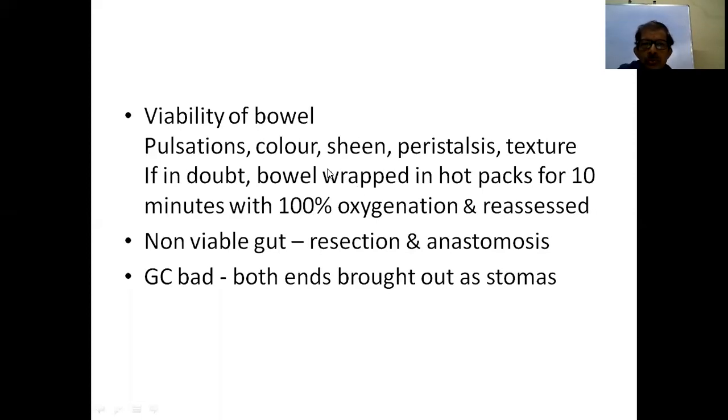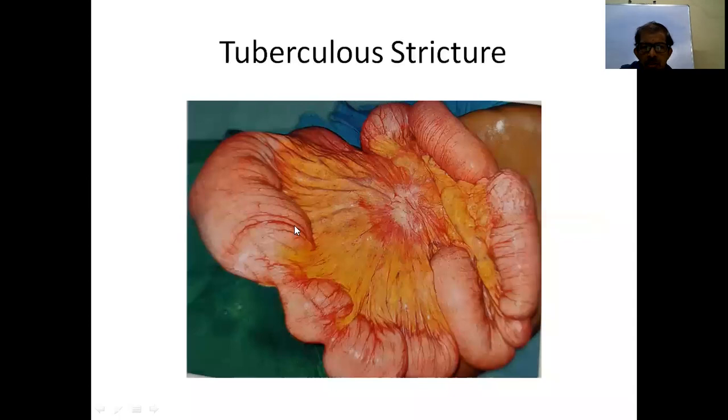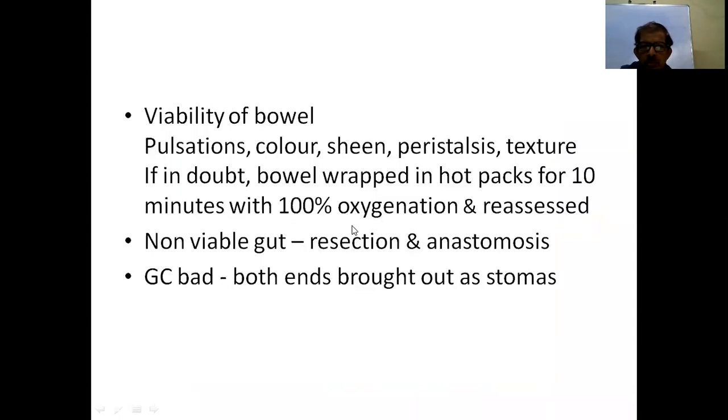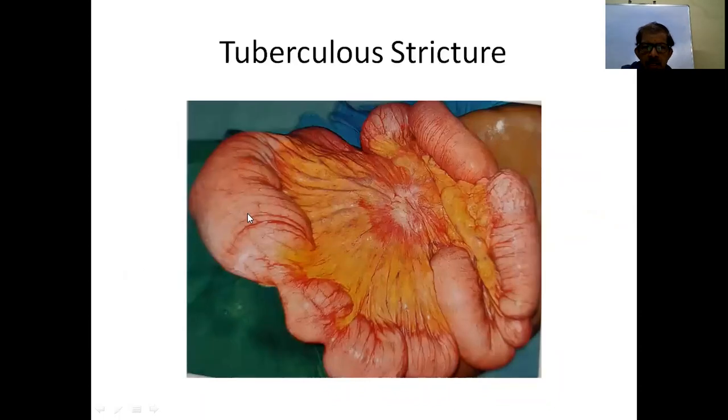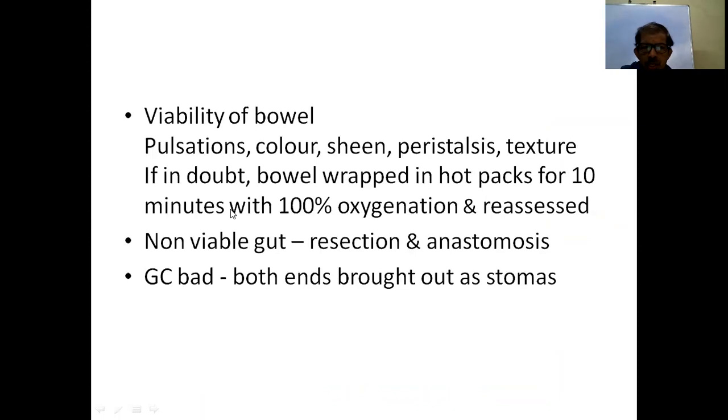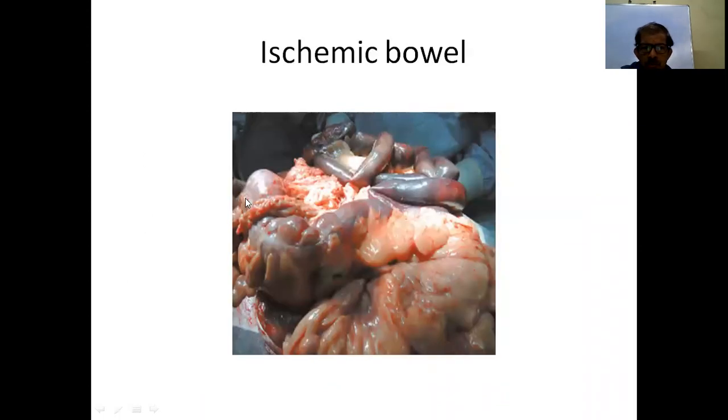Once you see the bowel, what you have to specifically observe is the pulsations in the mesentery. So here, these vessels will be pulsating. Once they are pulsating, that means the bowel is viable. Similarly, the color. See the color here, it is pinkish. Whereas the color which I have shown already, this is the color of ischemic bowel, purple color.